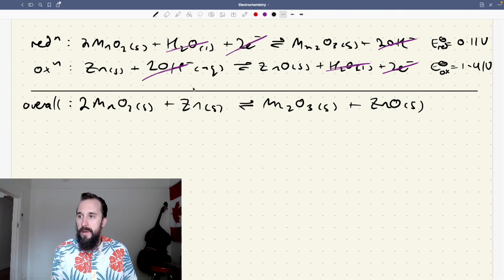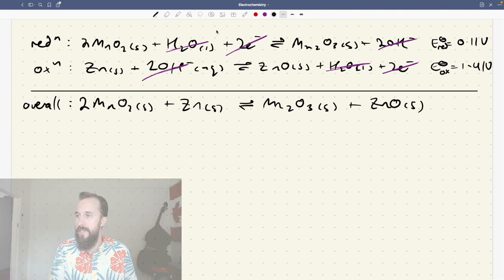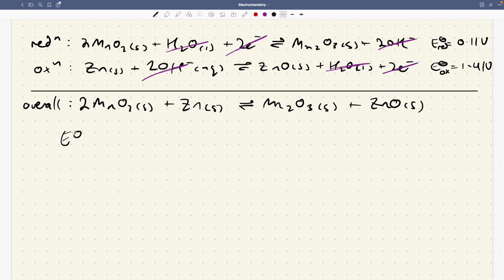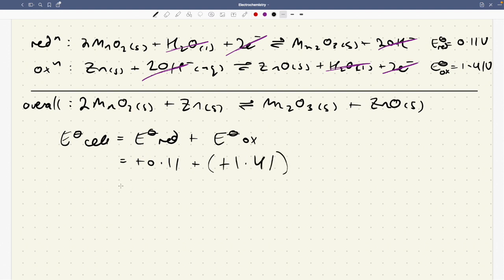So we know that the cell potential is equal to the reduction potential plus an oxidation potential, where we've got the reduction potential there, which is plus 0.11, and then we're plussing it to our oxidation potential. I've already flipped my sign there because I've showed the oxidation reaction, so plus 1.41, and I can do this one in my head. That's going to be plus 1.52 volts, and that's the cell potential that we're generating.